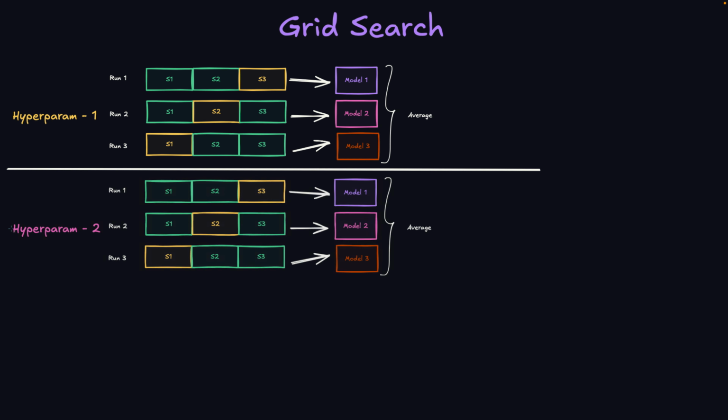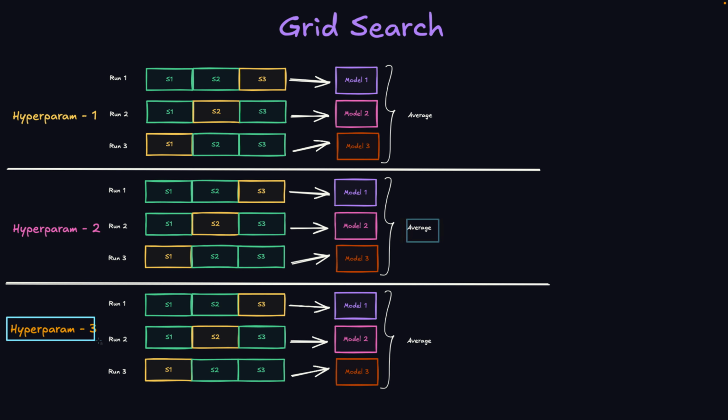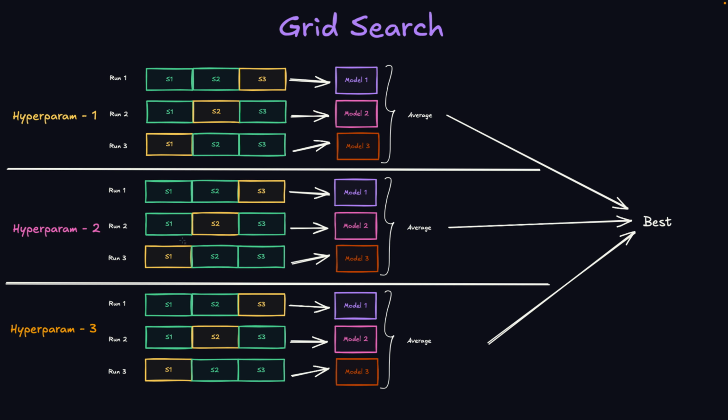So we want to do that for hyperparameter 2, find the average score, and we want to do the same for hyperparameter 3 and find its average value if we have 3 different hyperparameters, right? So the whole process of doing the cross validation for all different hyperparameters and finding the best hyperparameter is called grid search.